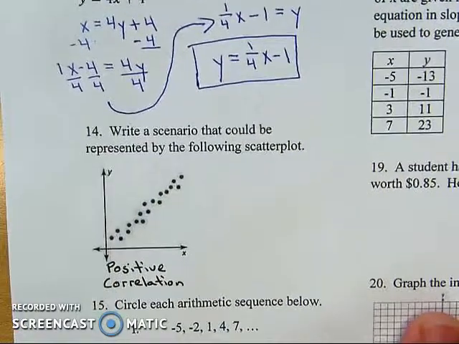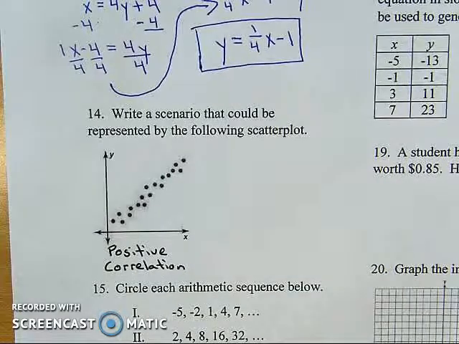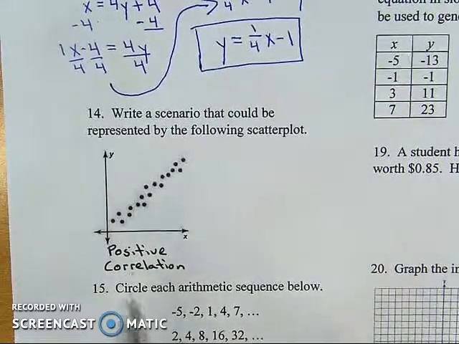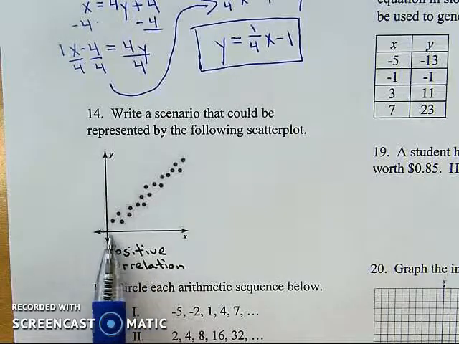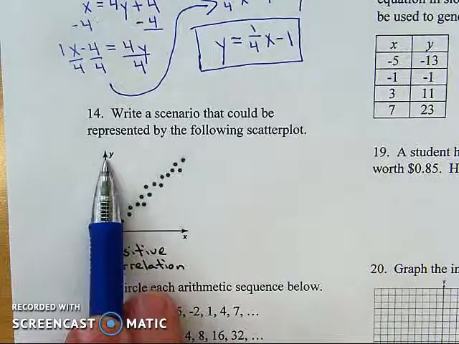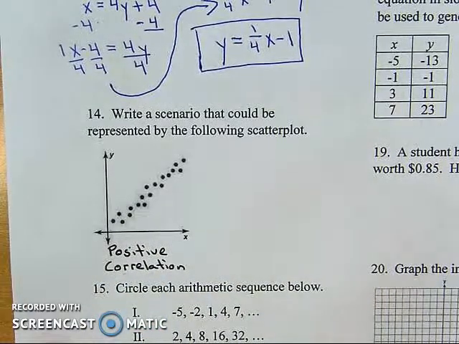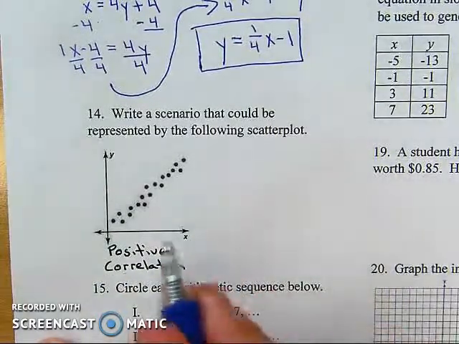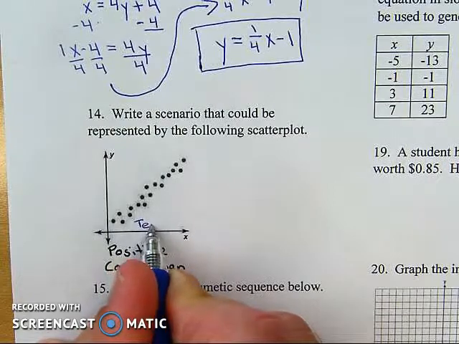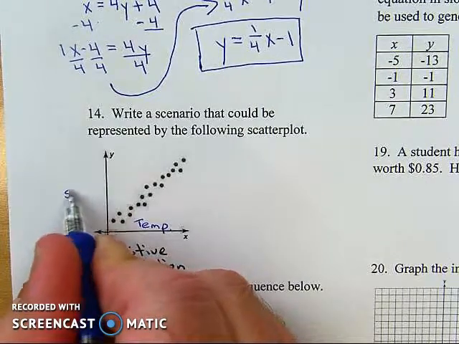Number 14. You can be creative on your own. With this, the test will have different scenarios, and you have to look at them to see what might make sense. So I'm going to make up one right here. But this is what's known as a positive correlation. So basically, as x is getting bigger as it goes to the right, y is also getting bigger. So in other words, x is increasing and y is increasing. So you just have to think of something that might happen with that. One thing I thought of would be temperatures. So I'm just going to put TEMP for temperature, and then over here, how about something like shorts?